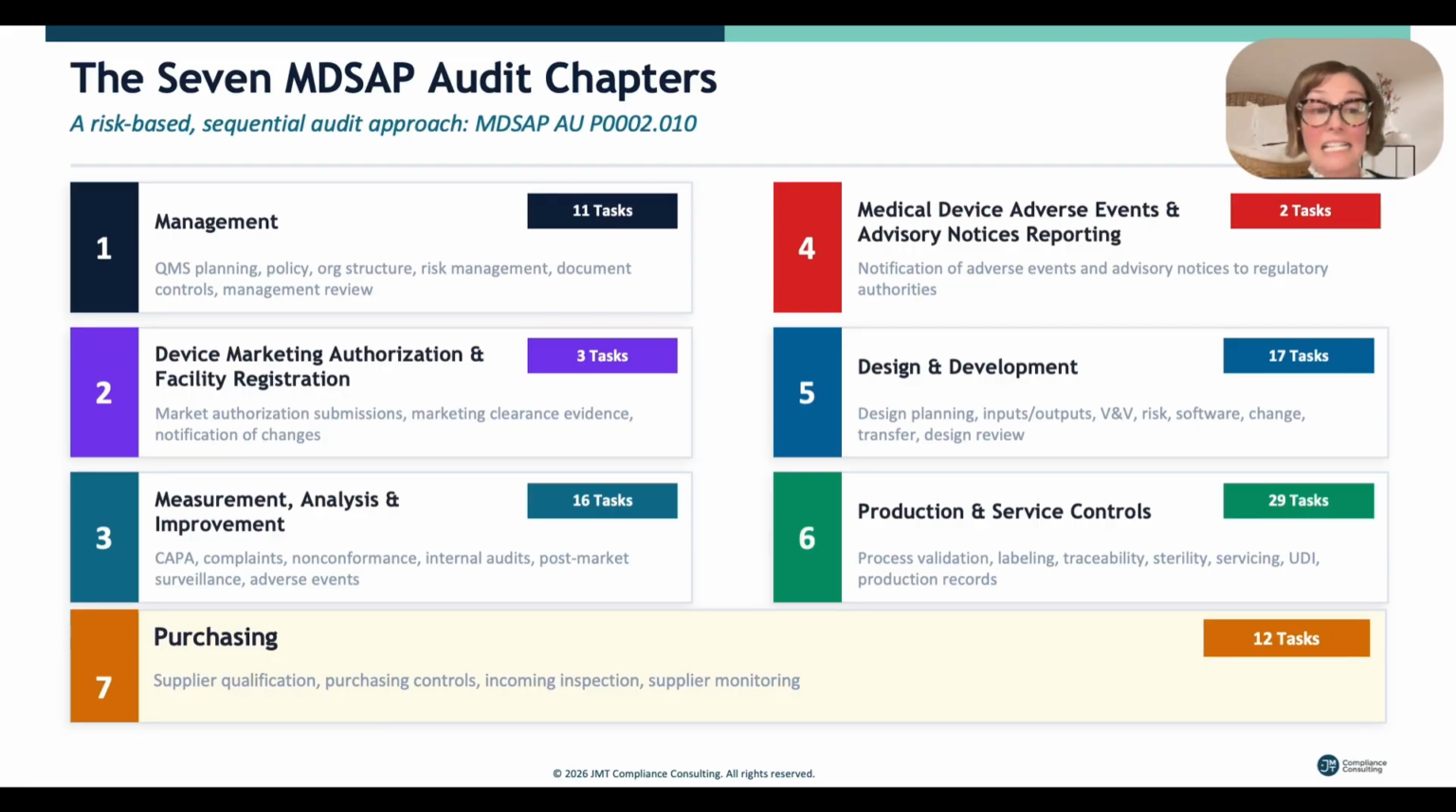We have 16 tasks. 4 is medical device adverse event reporting and advisory notices reporting. We have 2 tasks there. 5 is design and development. We have 17 tasks. 6 is production service controls, which we have 29 tasks. And then lastly is purchasing. We have 12 tasks. So as you see, some of the terminology also may not be completely aligned with what you're used to. But again, this is the global framework that we're operating under.